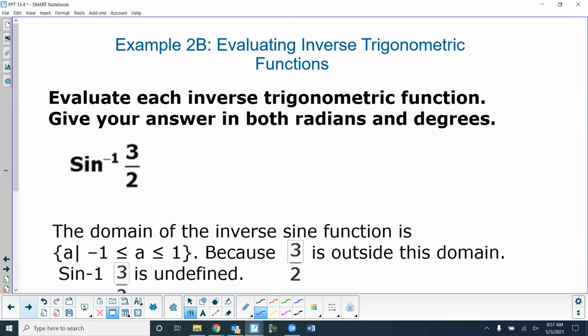All right. Look. 3/2 is what? Sine can get no bigger than what? 1. So can this happen? No, there's no answer. Undefined. Okay, don't let them trick you. Sine or cosine can't be more than 1 or less than -1.